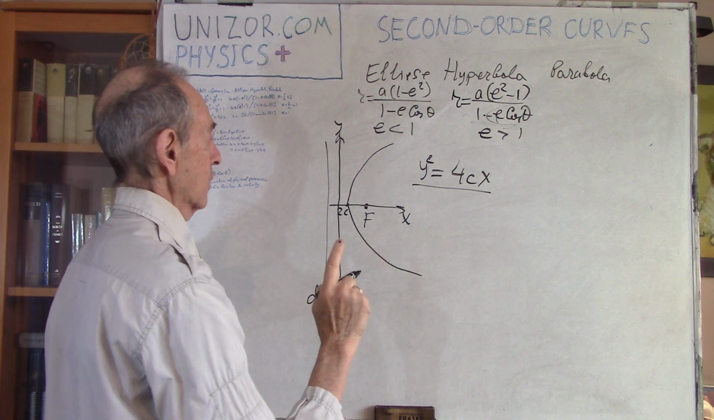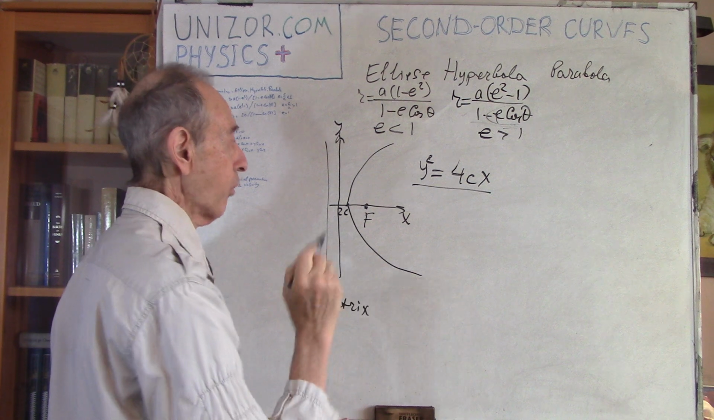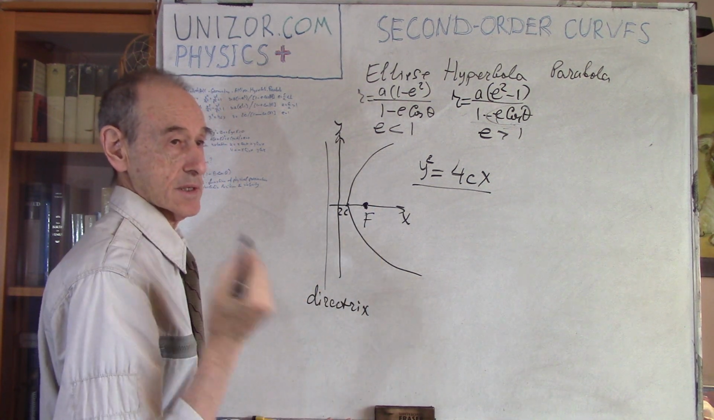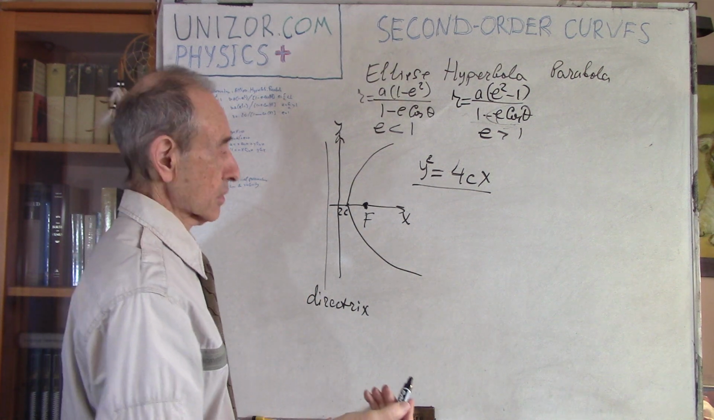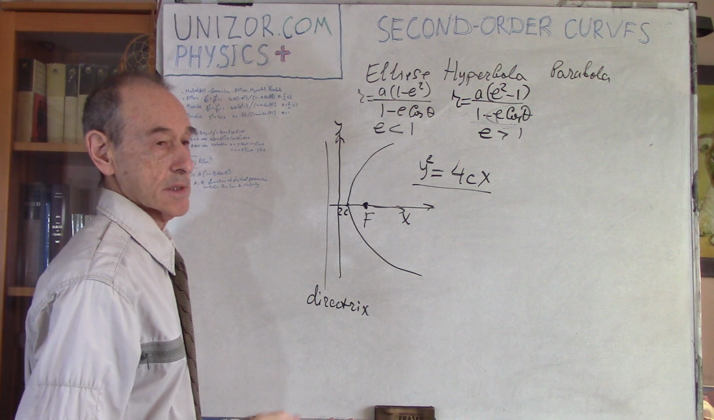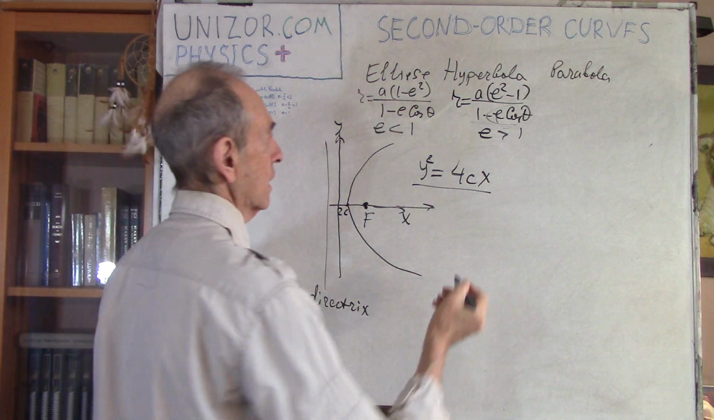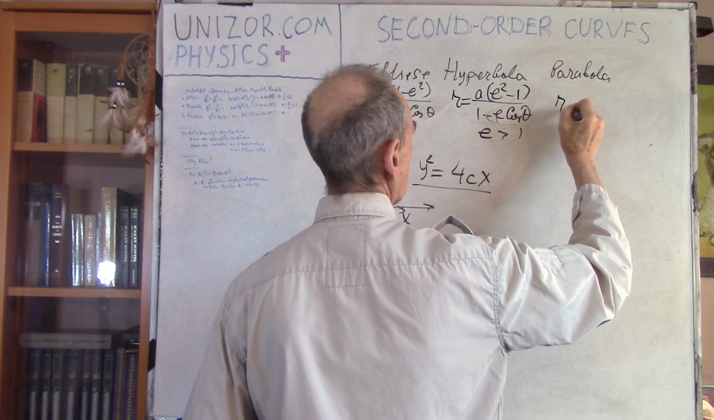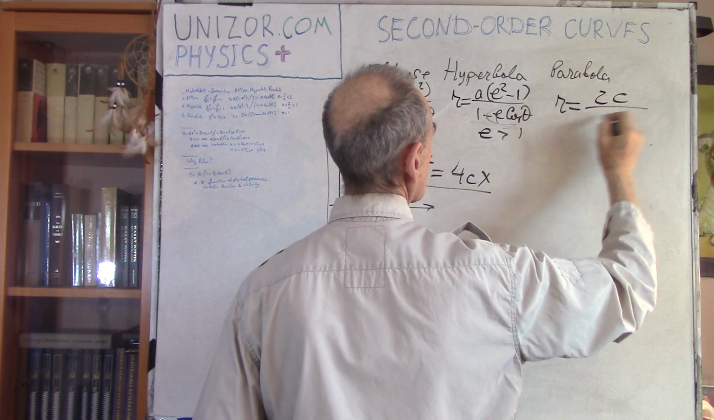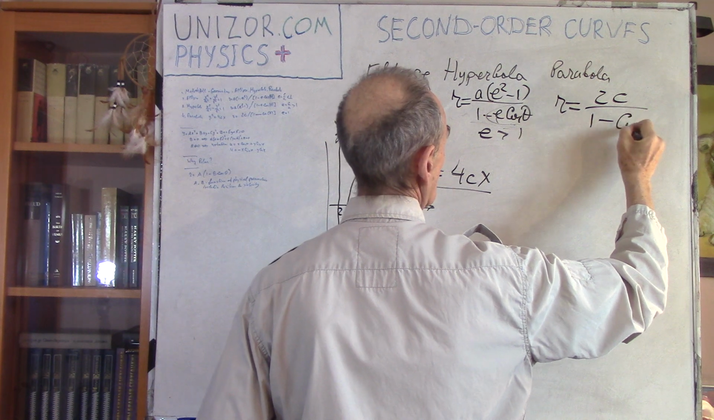However, what's interesting is the polar coordinates. If you take the focus, as usual, as the origin of polar coordinates and this line as the base axis, the polar equation would be like this: r equals 2c divided by 1 minus cosine theta.